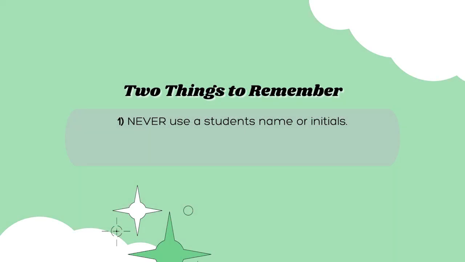First, for student privacy issues, we never want to include the student's name or initials. Because AI is self learning, most of these tools will go ahead and store that information for future reference.